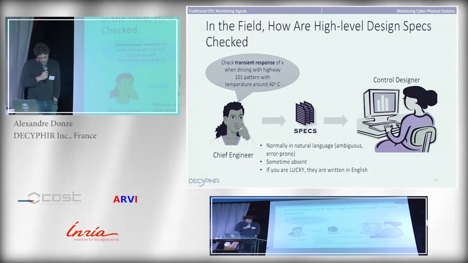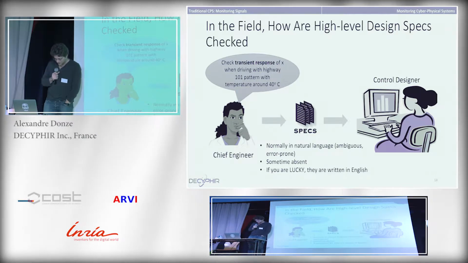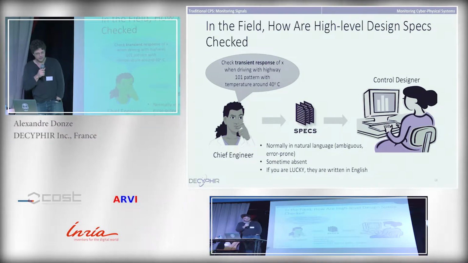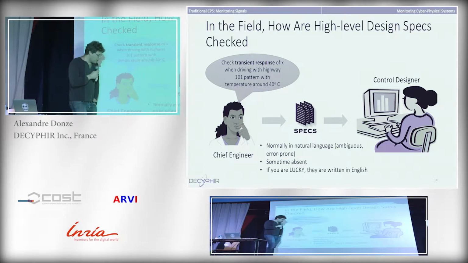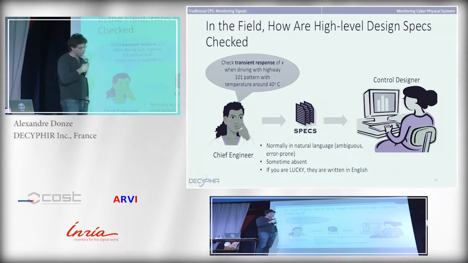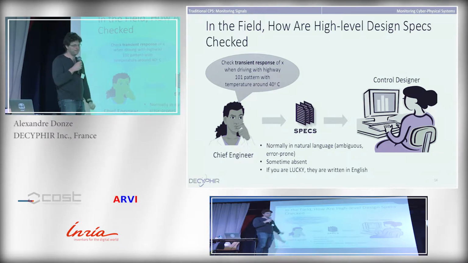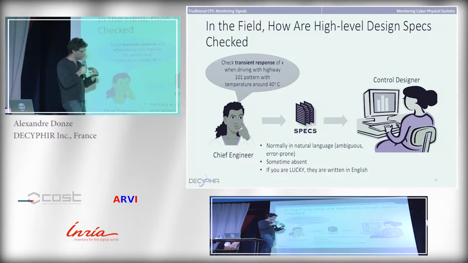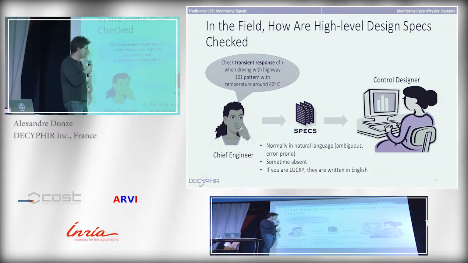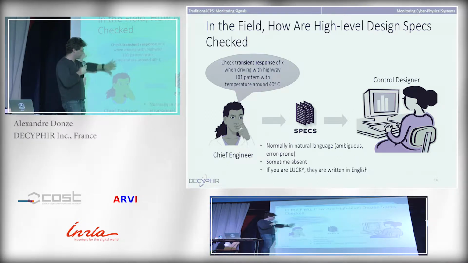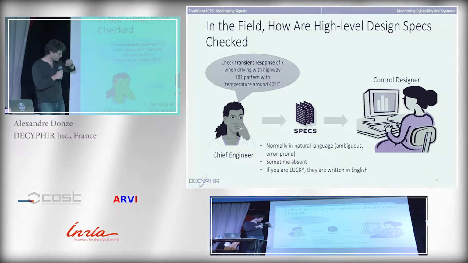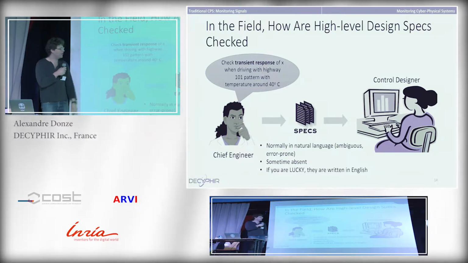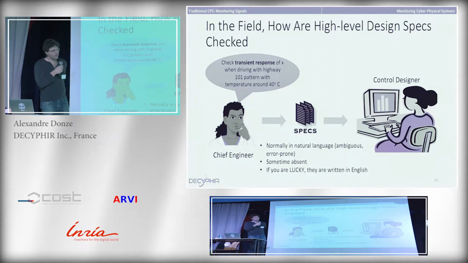All right. So right now, or not so long ago, how do people check high-level design specifications? Again, I'm in the context of some automotive system that you're designing, and you have an engineer that has experience and knows how the engine should behave, how such or such component should behave. She has something she wants to check on the motor, and she will say, okay, let's check the transient response of X when you drive on a highway on 101 and the temperature is around 40 degrees.